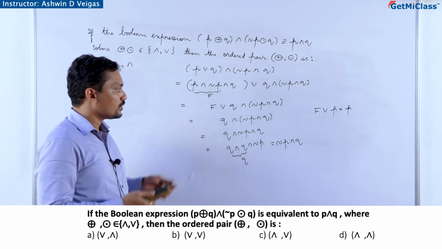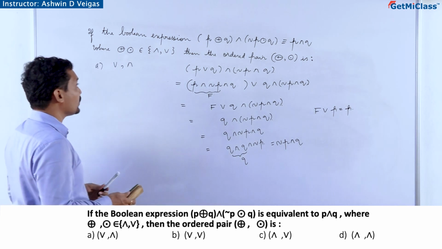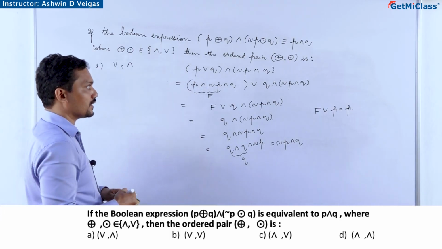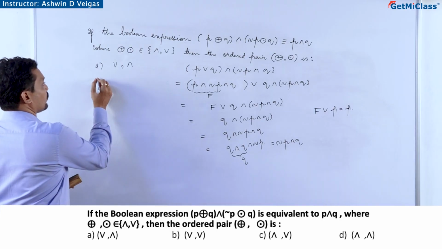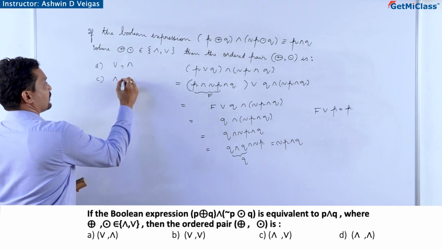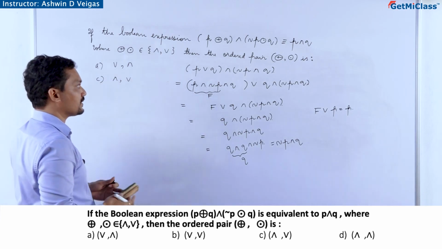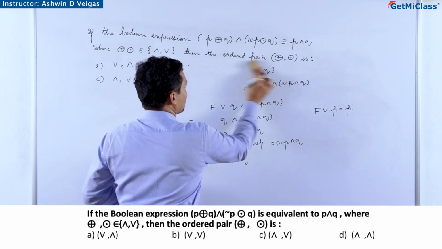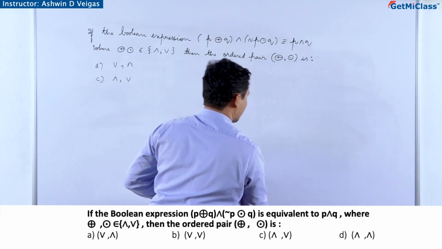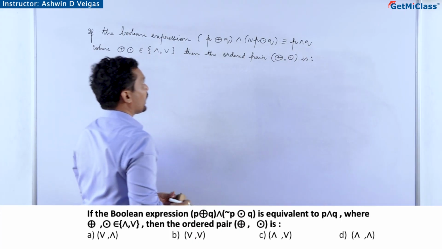In fact, like this you have to check option by option. Actually, option C is the answer. Okay. So option B is also not the answer. Likewise, you can check. If you go to option C, the first one is and, the second one is or. So now we will substitute that and check here. Let us see whether for this combination we are going to get P and Q.